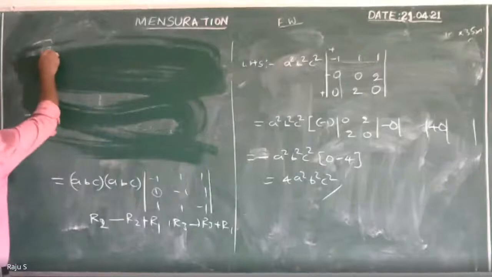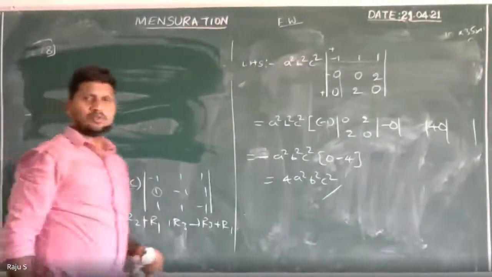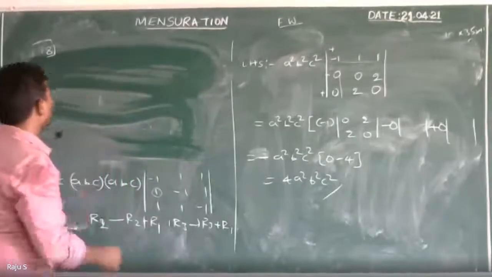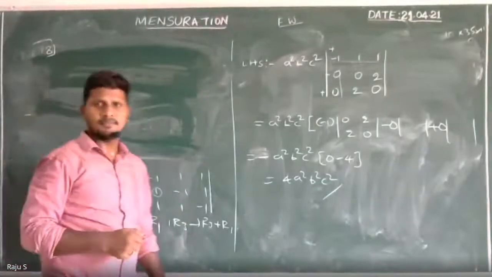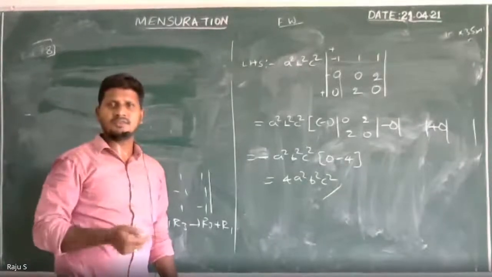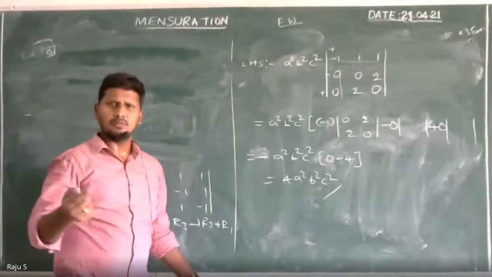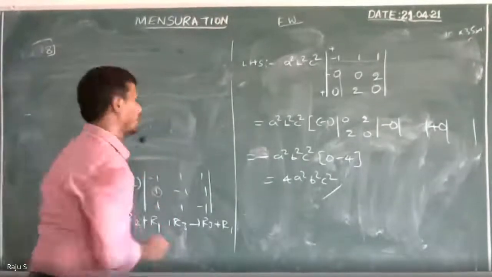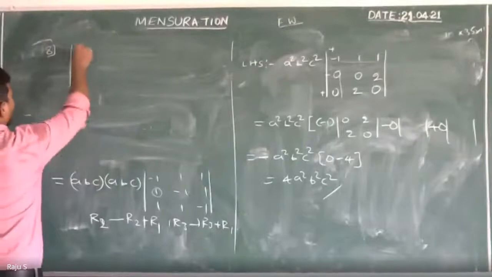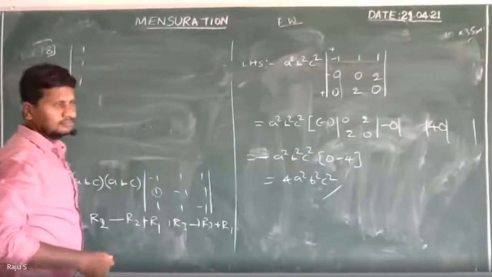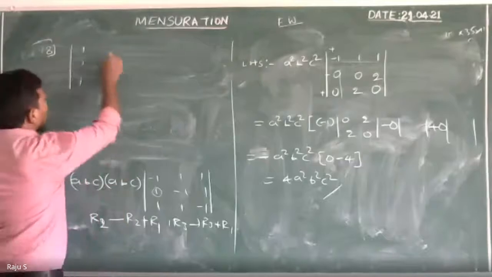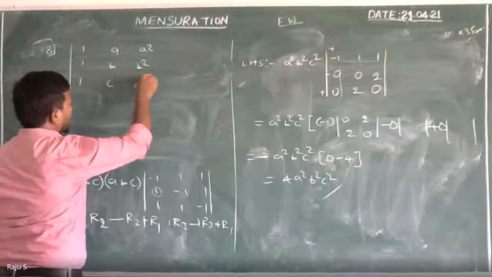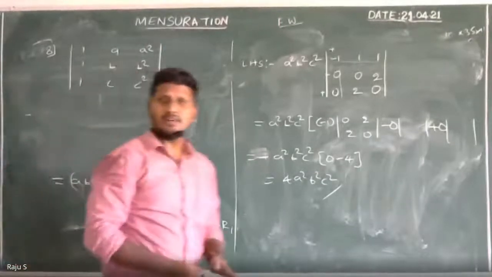Yeah, eighth question. Okay, in the eighth question, how many are there? There are two subdivisions. What is the first subdivision? Your wish, whether we do the first one or the second one. Both are easy only. Okay, so let us see the first one. They have given 1, 1, 1, and after that A, B, C, and A square, B square, C square. This is the first subdivision.